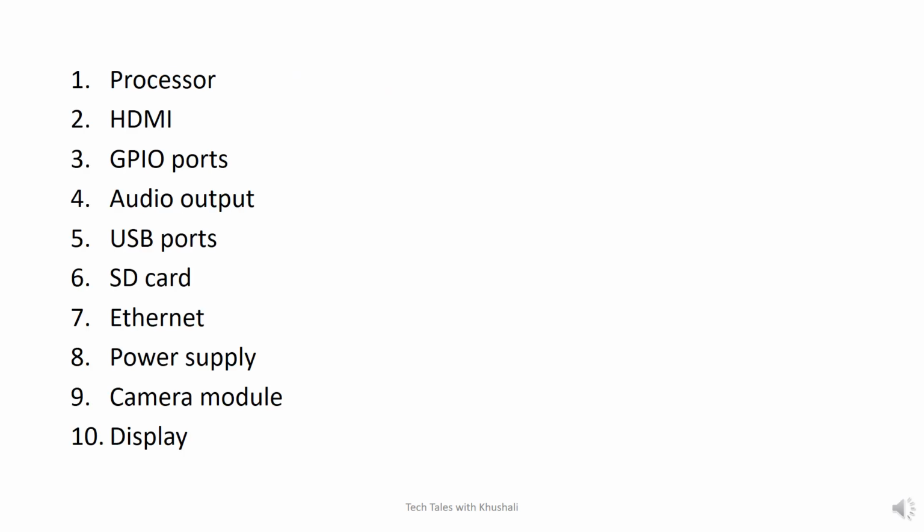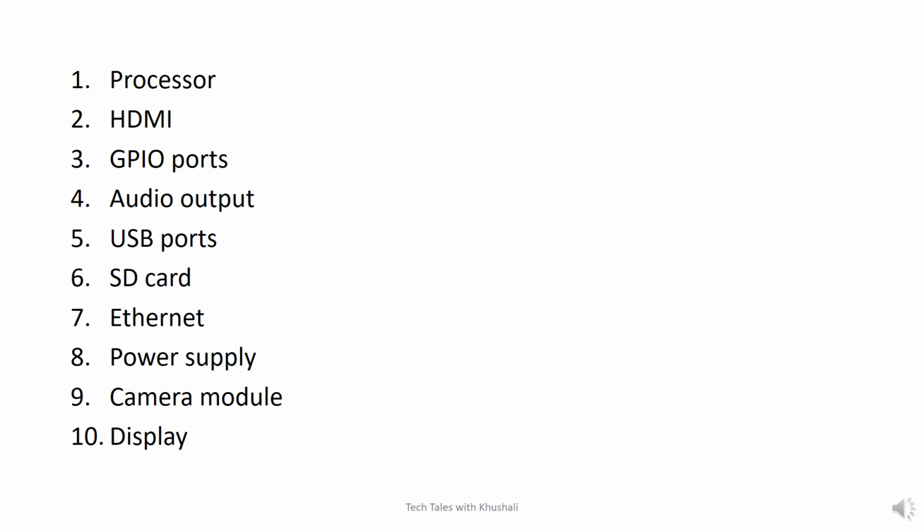First is the processor. Raspberry Pi uses the Broadcom BCM2835 system on chip, which is an ARM processor and VideoCore graphics processing unit. It is the heart of Raspberry Pi, which controls the operations of all the connected devices and handles all the required computations.